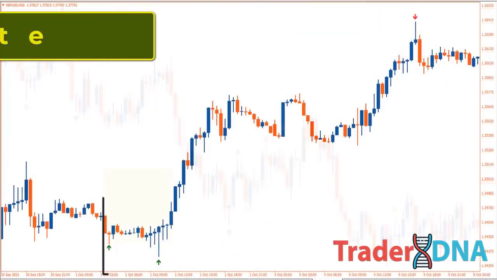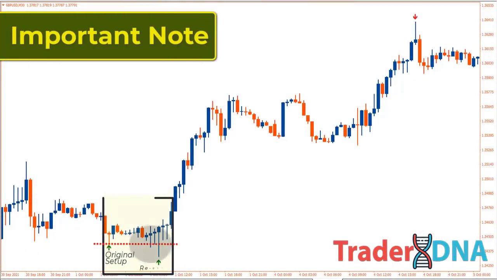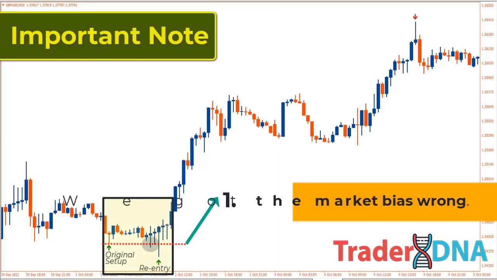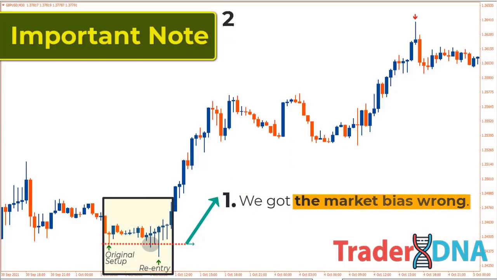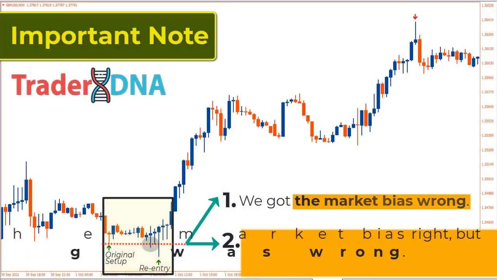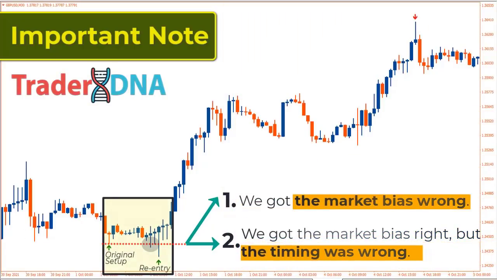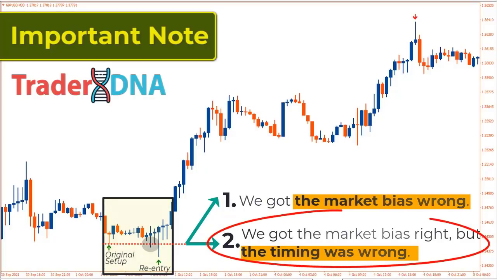Important note: when a trade fails or gets stopped out, there are two possibilities. First, we got the market bias wrong. Or second, we got the market bias right, but the timing was wrong. The pin bar re-entry approach works best when we encounter the second scenario. Hence, when you use the re-entry method, it's critical to ensure that your trading premise is intact upon re-entry. If the market has changed so much that your original premise is no longer intact, avoid the re-entry.